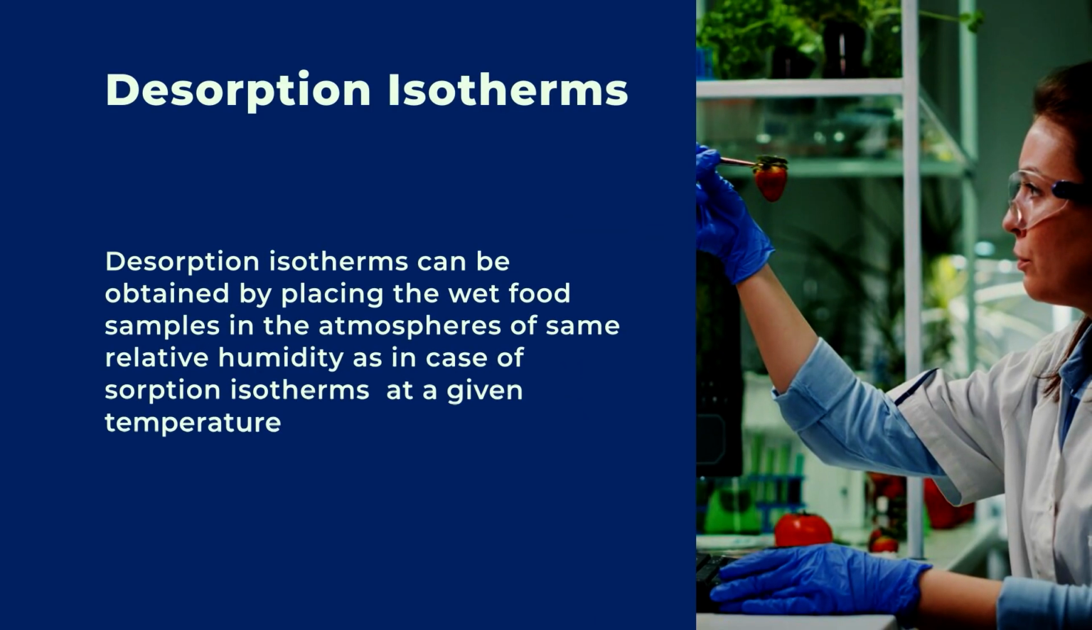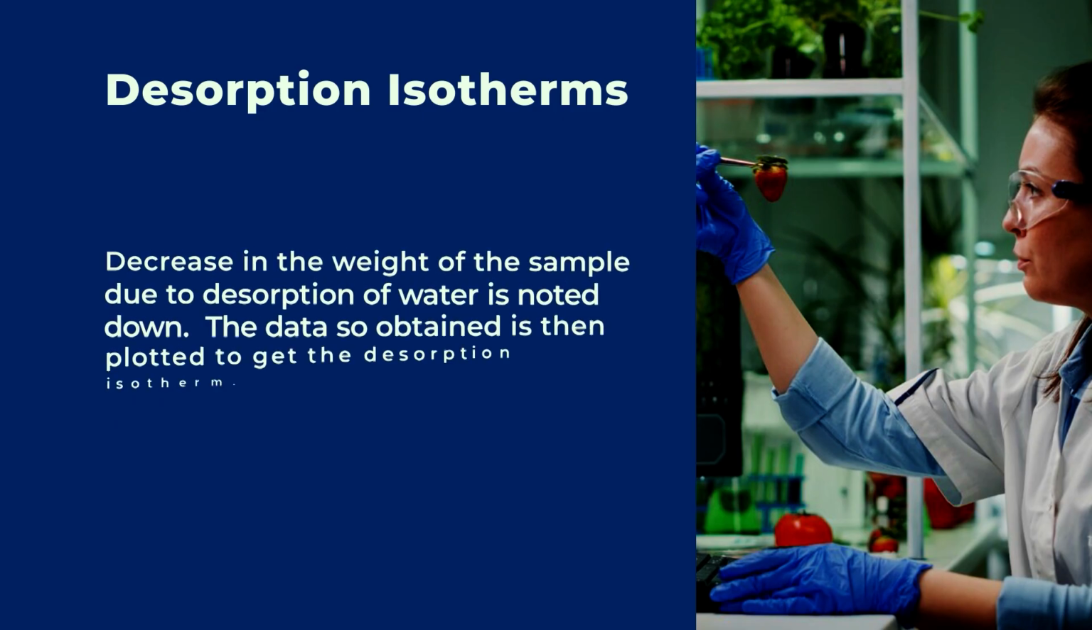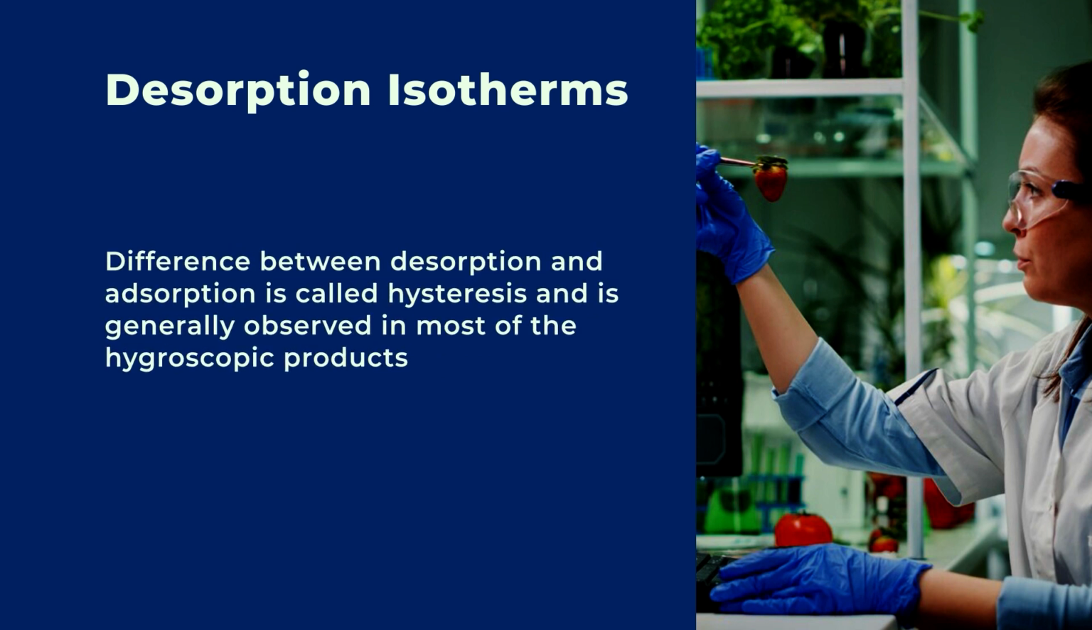So, what we do is the reverse of this. In this, the wet sample is placed in an atmosphere of relative humidity, and then the decrease in weight is noted, and then data is obtained. And the difference between the desorption and absorption is called the hysteresis, and it is generally observed in most of the hygroscopic products which we explained to you.